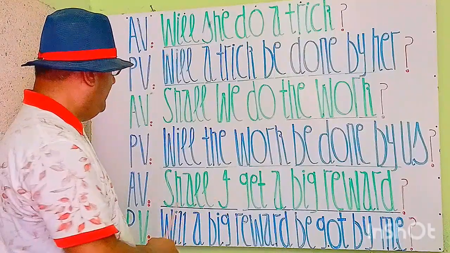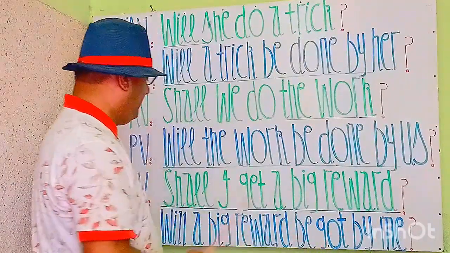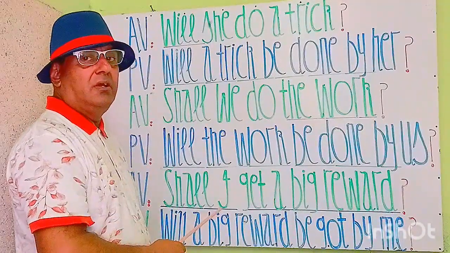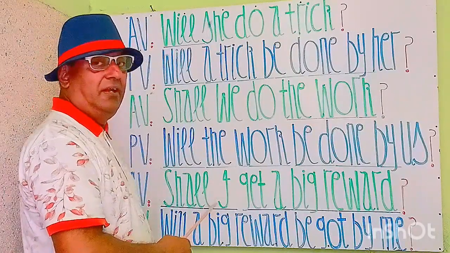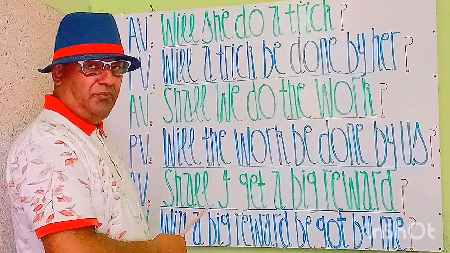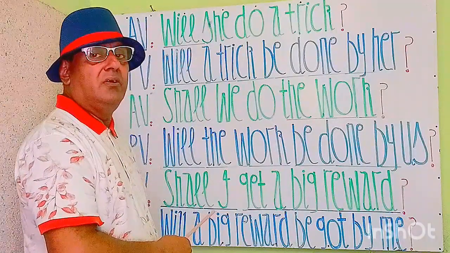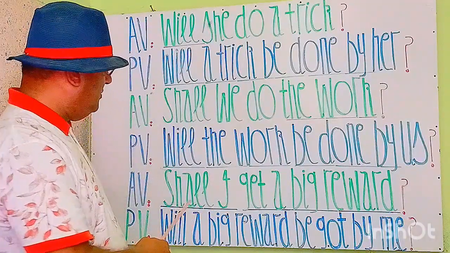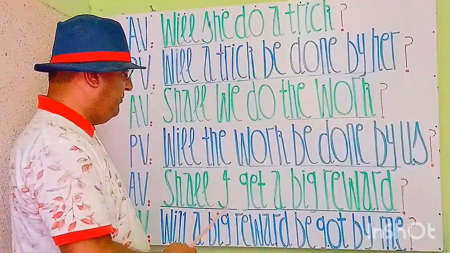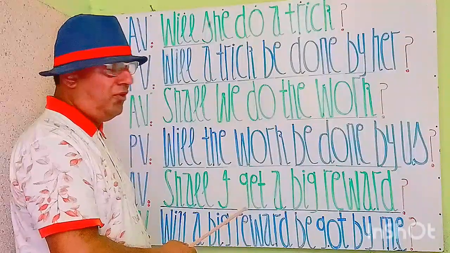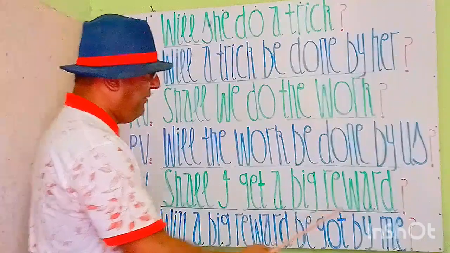Again you see, shall I get a big reward? Interrogative sign. You see my students, with I we always write shall, and with we and I we write shall, and the rest of the pronouns are nouns, either plural or singular. In this future tense we add will. So shall I get a big reward? You see my students, I is the subject, get is the first verb form, and a big reward is an object.